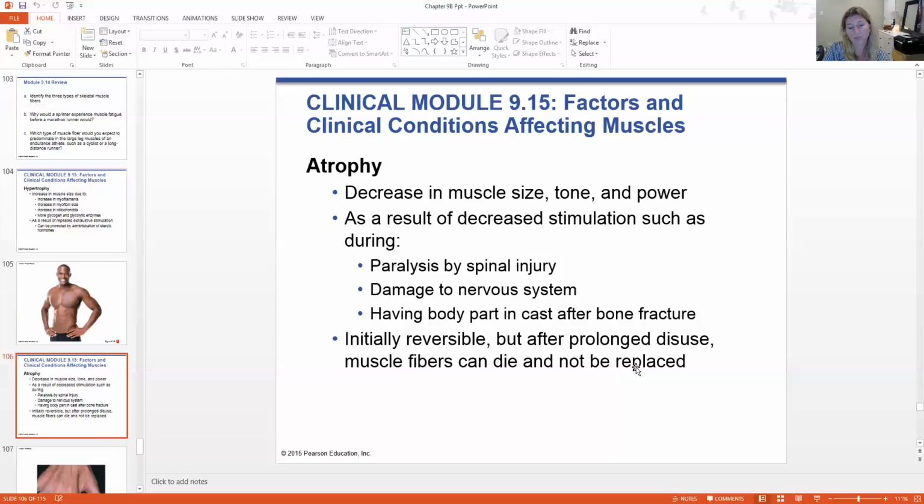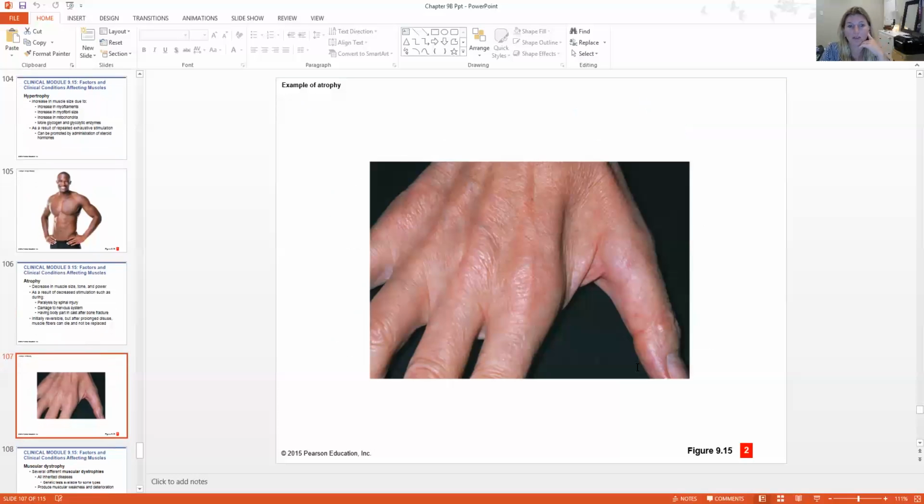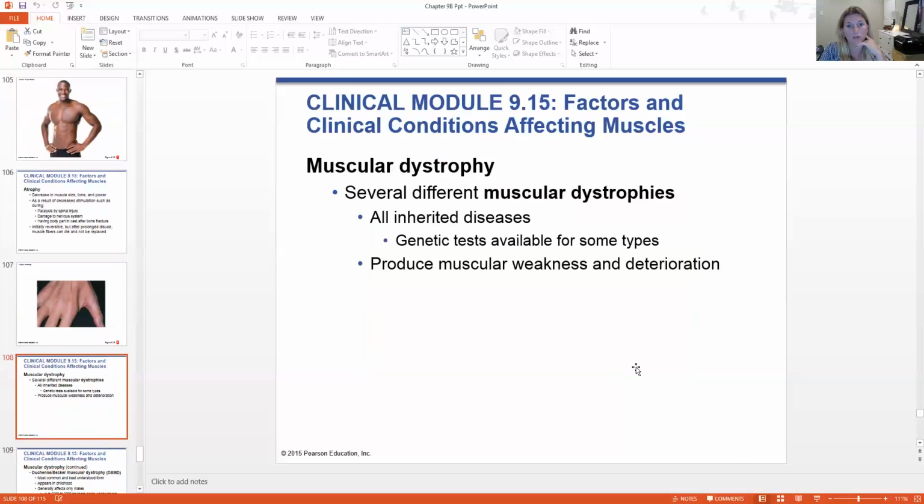Anyways, atrophy can be reversible as long as your motor neurons are still there, still able to fire. But if you're paralyzed, obviously, you have other issues that may impact the reversal of atrophy. There's atrophy. Not a lot of muscle on that hand.